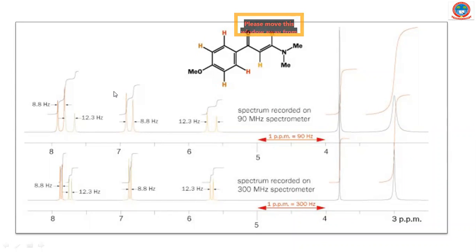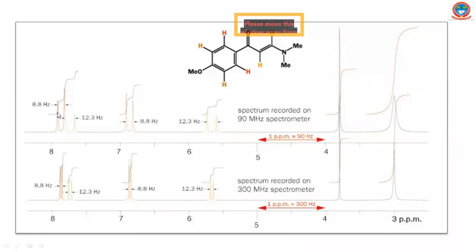Now let us see what is the meaning of 1 ppm and what is the meaning of coupling constant value. We will take two points. Now see, this couples with this, and a doublet appears. The distance between these two lines is called the coupling constant. Next, we are measuring the coupling constant for this hydrogen. This also couples with this and appears here as a doublet, and this distance is called the coupling constant.